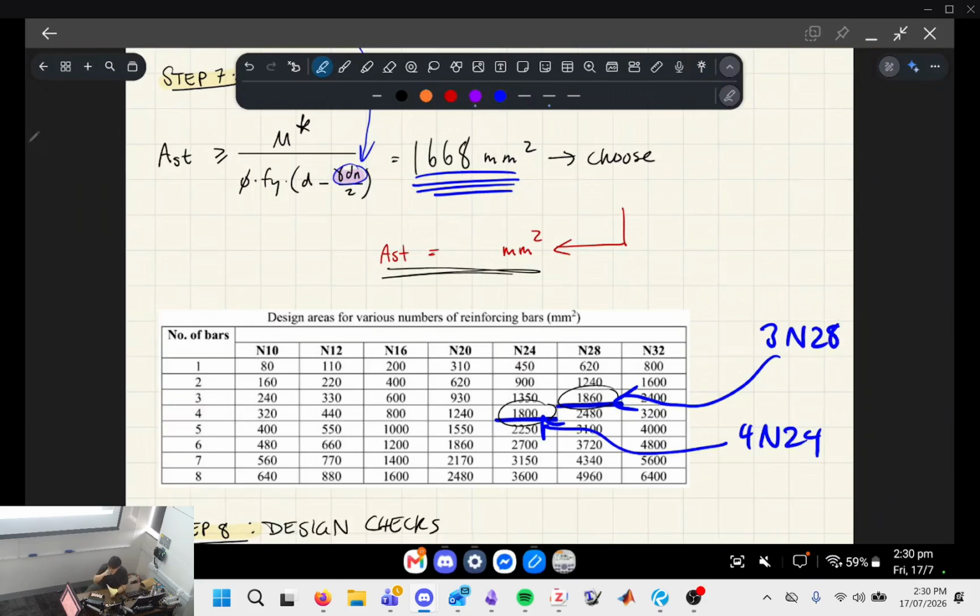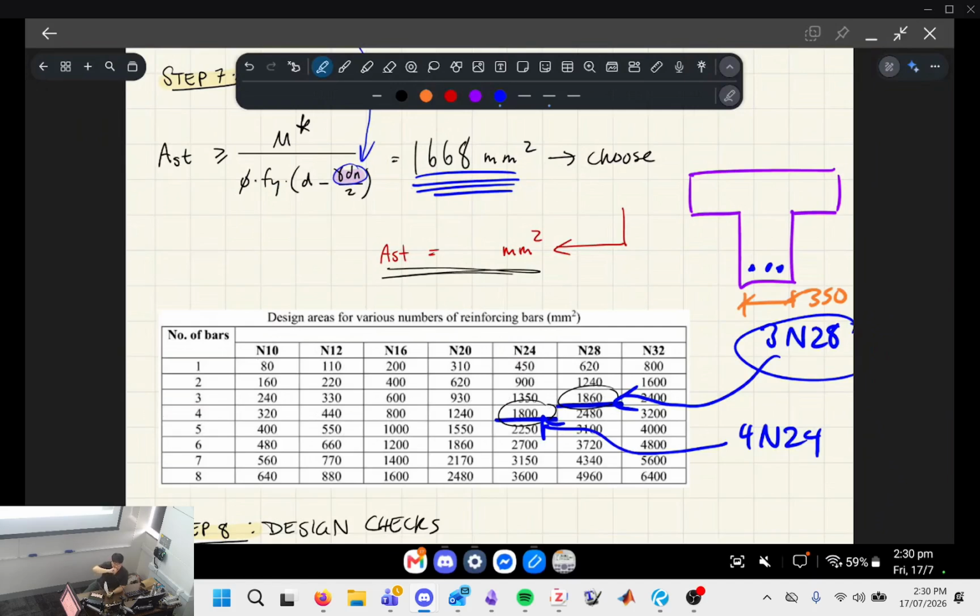To be honest, you can pick either, it can kind of go either way. But remember, you've got your T-beam, and the width of this beam was 350 mil. If you decide to put 3 N28s in there, I might pass this to you guys. Why do you think that 3 N28 would be better than 4 N24s?